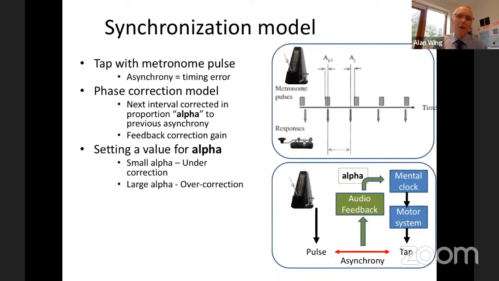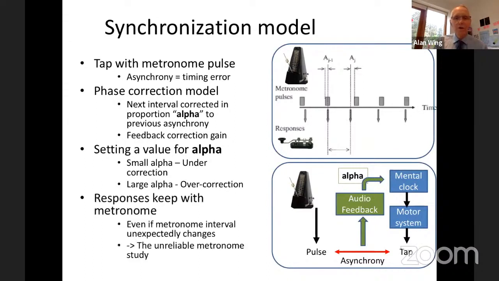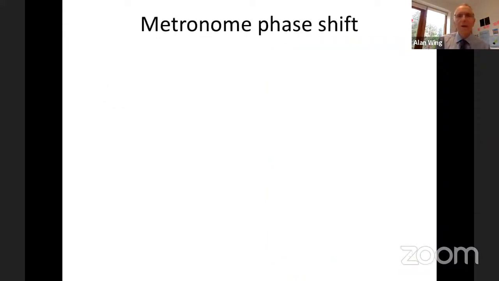And this setting of the value for alpha would be critically dependent on whether you use small alphas and you get undercorrection, or you get large alphas and overcorrections, as to which type of variation you get in tapping. And now, if the metronome interval changes unexpectedly, if the metronome skips a beat or something like this, this model will also keep you in time with an unreliable metronome. And that's what I'm going to tell you about in the next slide.